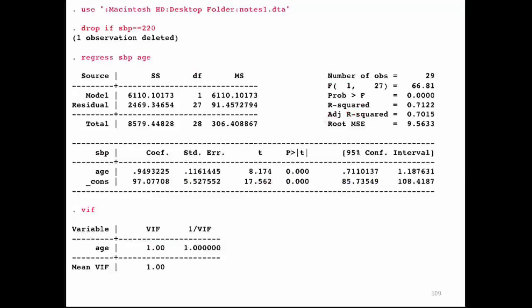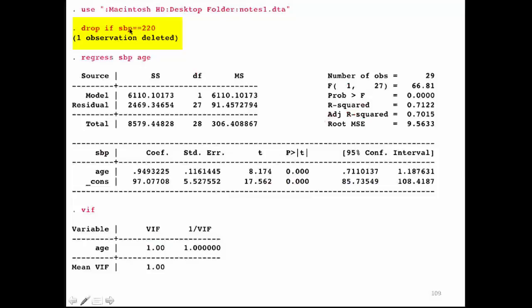Notice that the first thing I did in the Stata commands is I told it to drop the case if blood pressure was equal to 220. Notice that in Stata language, this needs a double equal sign.